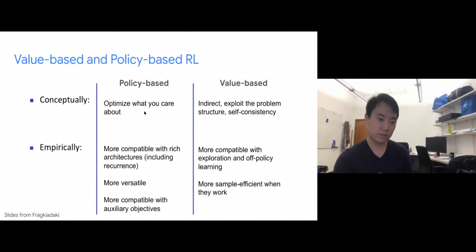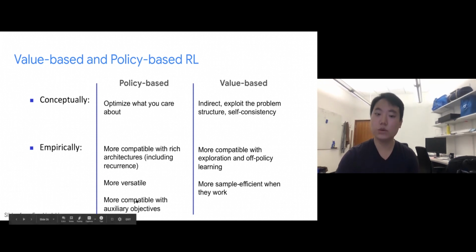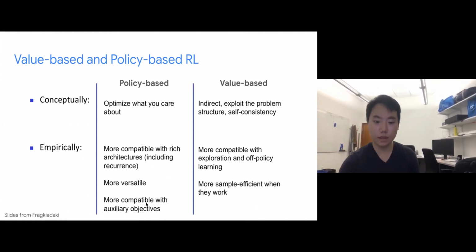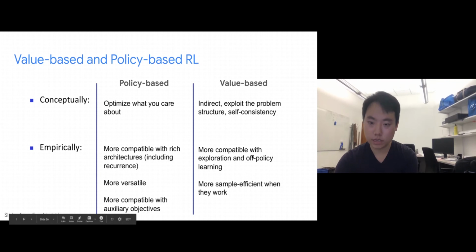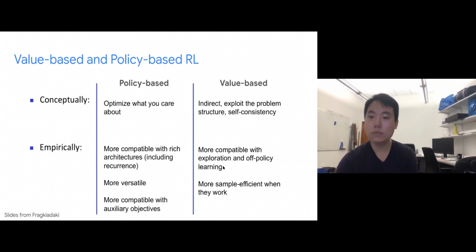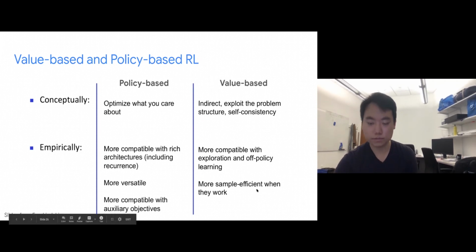Empirically, policy-based methods are in practice more compatible with your deep networks. They are more versatile and more flexible. And we're also going to see how we can extend these policy-based methods even beyond reinforcement learning to text generation. On the other hand, value-based methods are more compatible with exploration, so defining things like epsilon-greedy exploration and off-policy learning, in particular because they exploit the problem structure of these Markov decision processes. They are more sample efficient when they work. So a bunch of trade-offs between policy-based and value-based methods.